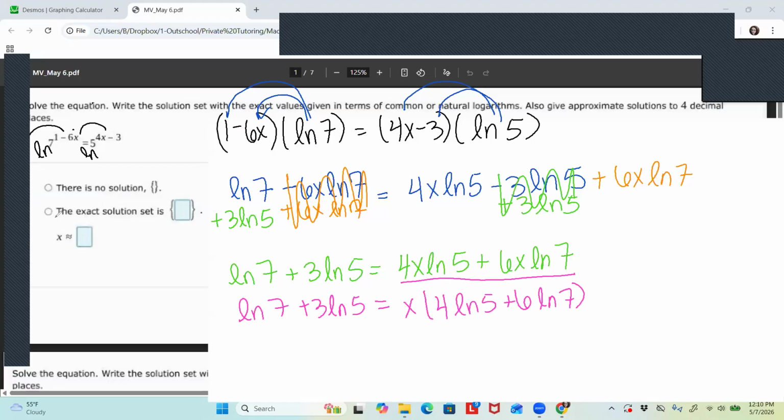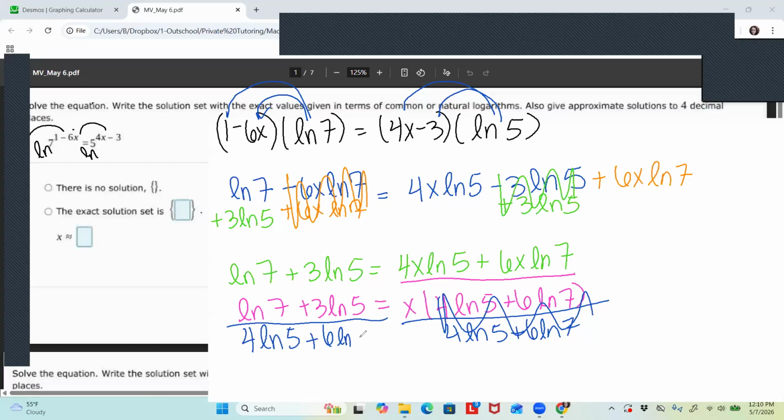And now we just want x by itself. So we will divide by the parentheses here and divide by 4 ln 5 plus 6 ln 7. That is your exact answer for x that you will type in as the exact solution. On the top, ln 7 plus 3 ln 5, all over 4 ln 5 plus 6 ln 7.